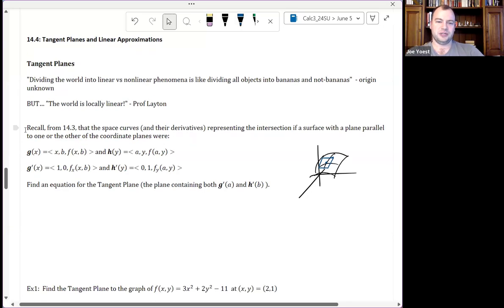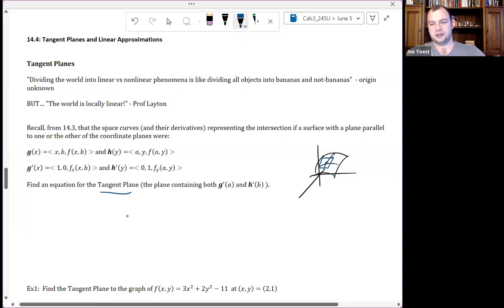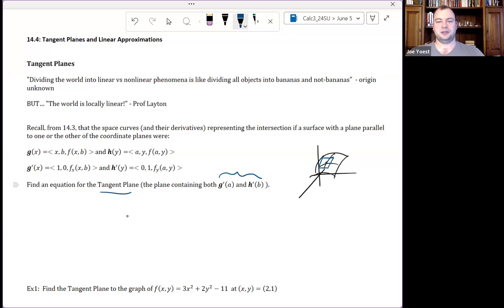Okay, so recall from the discussion on the geometric interpretation of partial derivatives, we had these vector functions g and h, and we said that g prime and h prime were tangent vectors to space curves that were in that surface. So we want to find an equation for the tangent plane. This is going to be the plane that contains these two tangent lines, g prime and h prime.